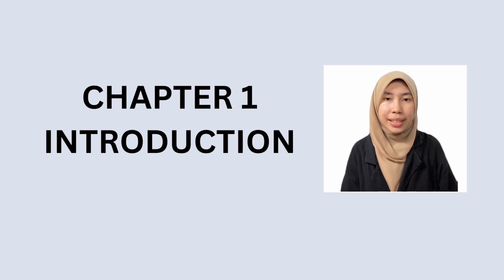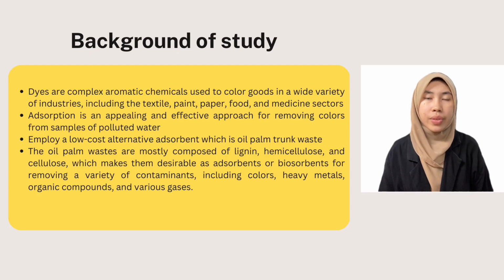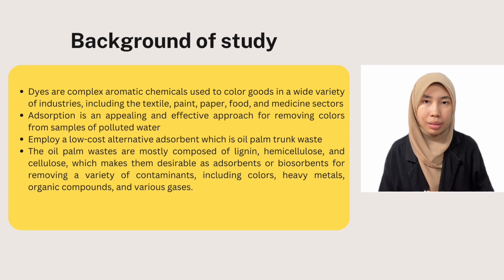Chapter 1, Introduction. For background of study, complex aromatic compounds, called dyes, are used to color products in a range of industries, such as textile, paint, food, and pharmaceutical. According to Lim et al. 2022, the textile industry is responsible for the majority of existing dye effluents, with 54%, followed by the paper sector and print sector. Malachite green dye is exceedingly harmful to both human and aquatic lives, even at low concentrations.